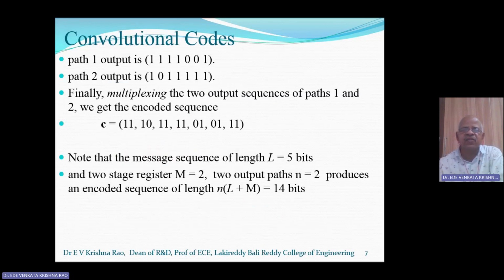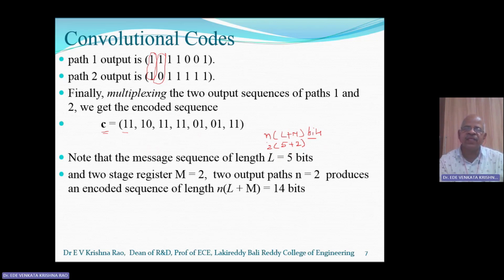By combining these two outputs C1, C2 through multiplexing, the convolutional code output is the combination of C1, C2 for every one bit: first bit, second bit, third bit, and so on, giving 1 1 1 0 1 1 1 1 0 1 0 1 1 1. There are 14 bits for 5 message bits, since the code length is n times L plus m. There are two outputs, 2 into 5 message bits plus 2 shift register stages, 2 into 7, 14 bits.